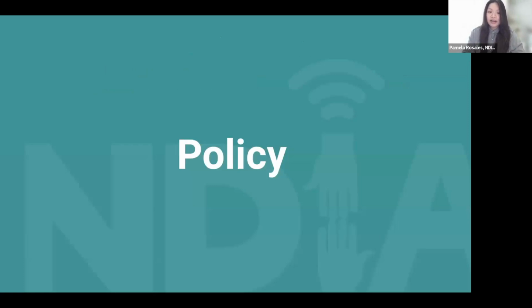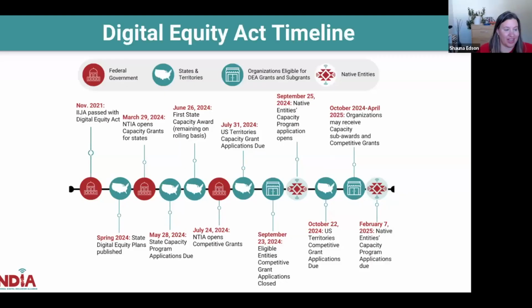All right, so now I will pass it over to Shauna, who can talk more about policy. Okay, everyone. Hi. I'm going to talk about some policies that are important for digital equity and digital inclusion work. The first one is the Digital Equity Act.